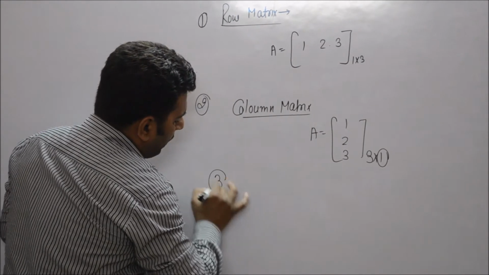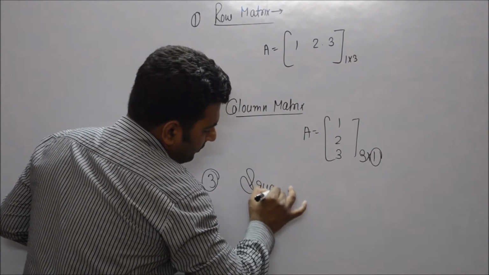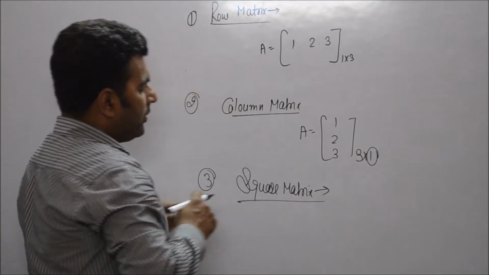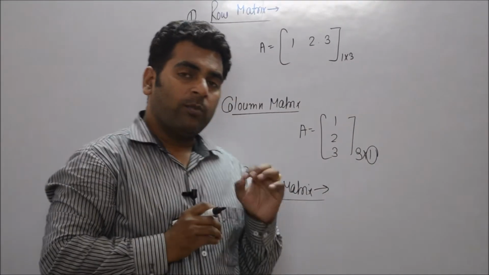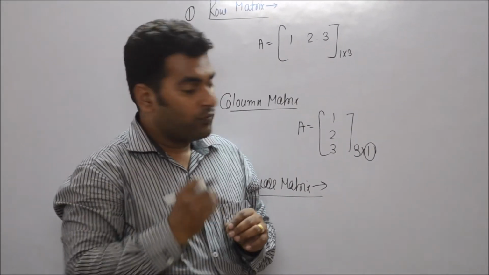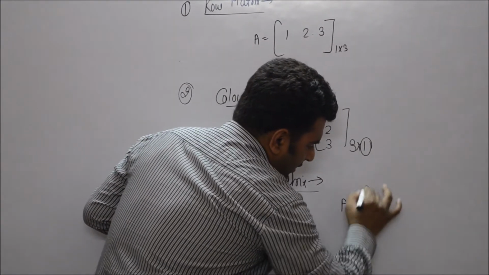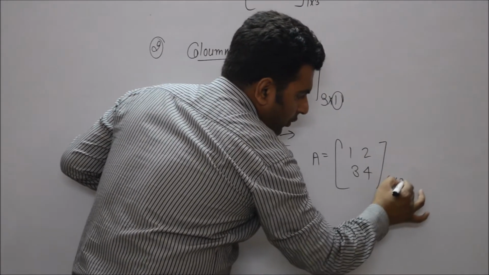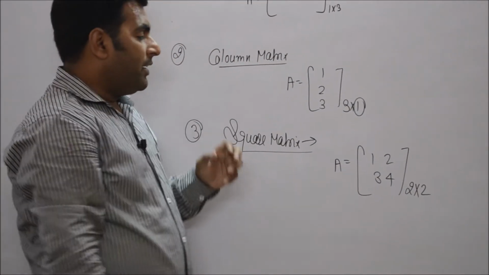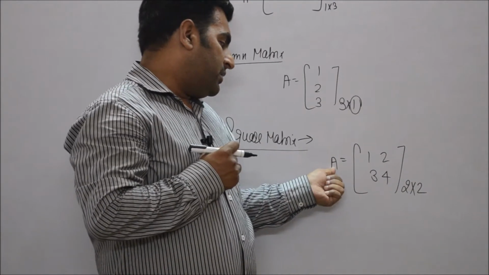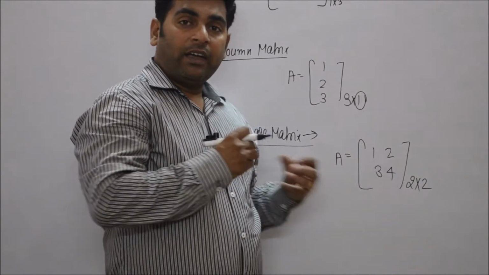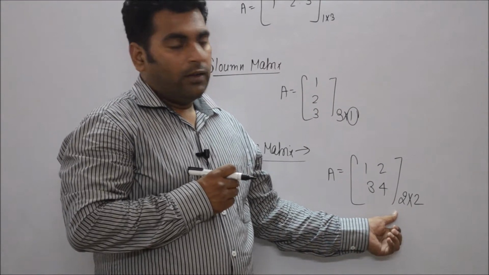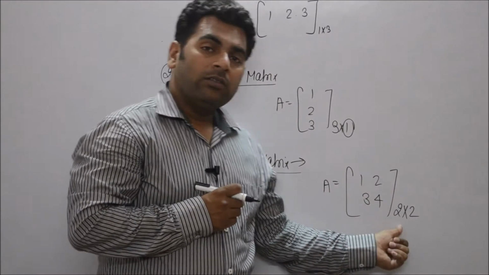Third, and the important one, is the square matrix. A square matrix, as the name indicates, is a matrix in which the number of rows equals the number of columns. For example, if I write A as 1, 2, 3, 4, then this is a matrix of order 2 by 2. In other words, this is a square matrix of order 2. If I use the word square, it is enough to say it is a matrix of order 2. Otherwise, we can say it is a matrix of order 2 by 2.